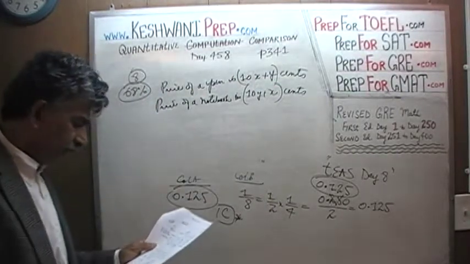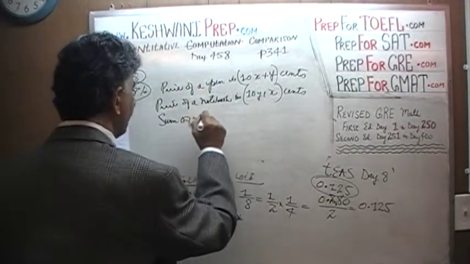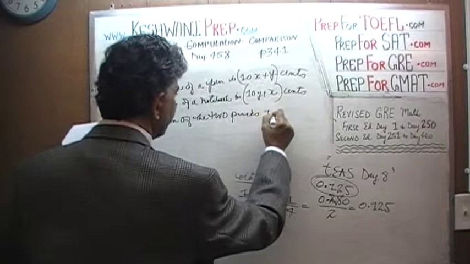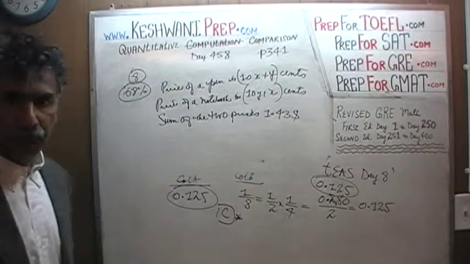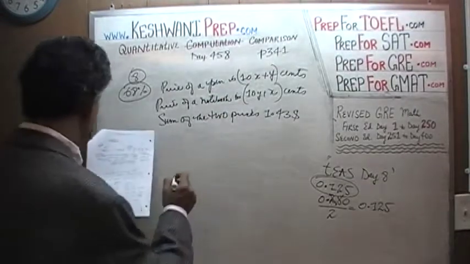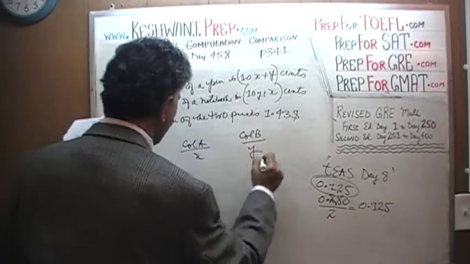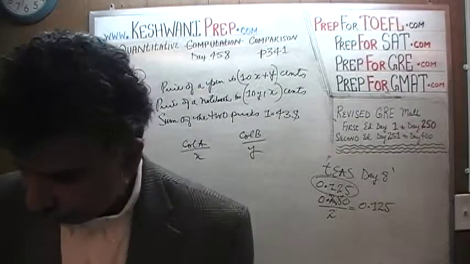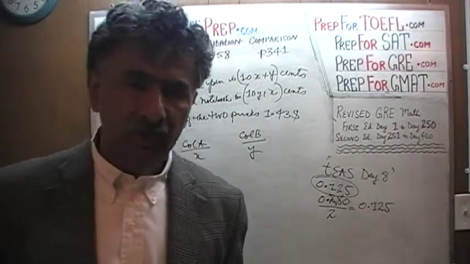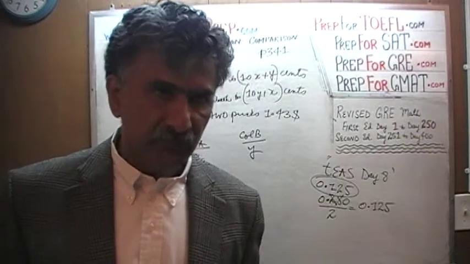And we are also told that the sum of the two prices is $43. Here's what we're being asked to compare. In column A, we have x, and in column B, we have y. That's all. What I want you to do now is pause the video, do the problem yourself, and then compare your work against the work that we'll do together in a few seconds.